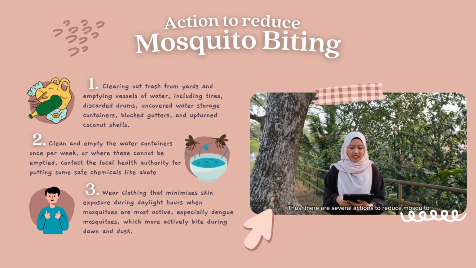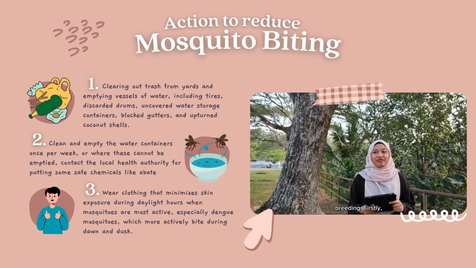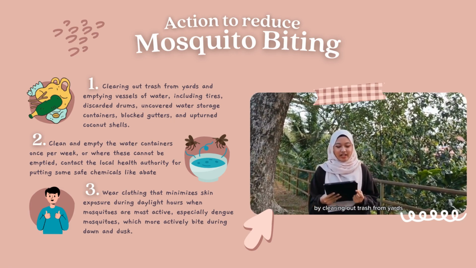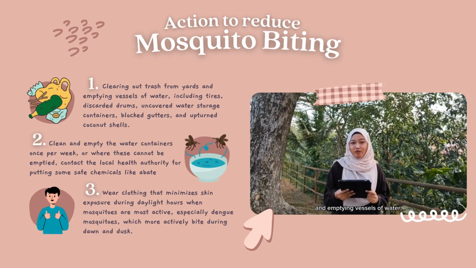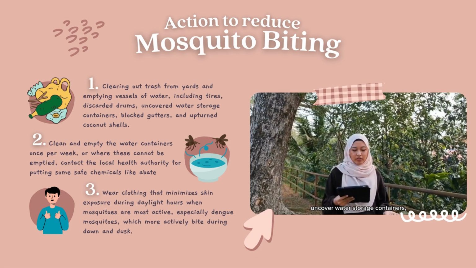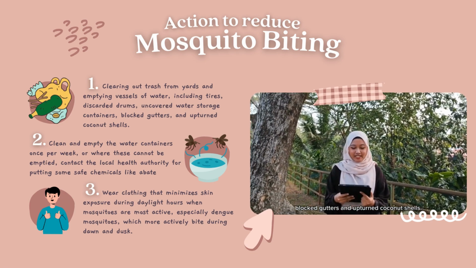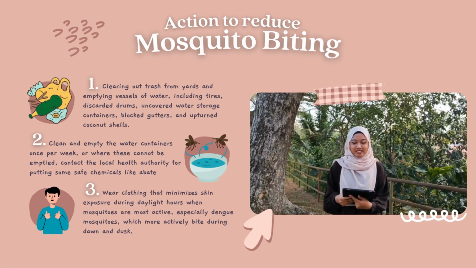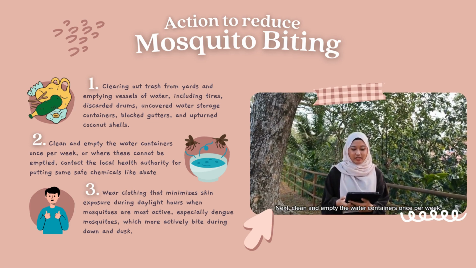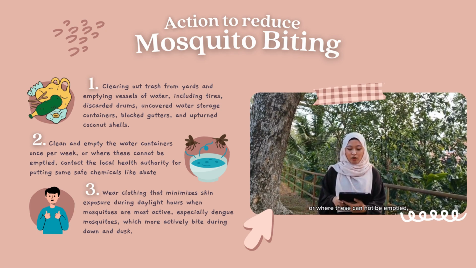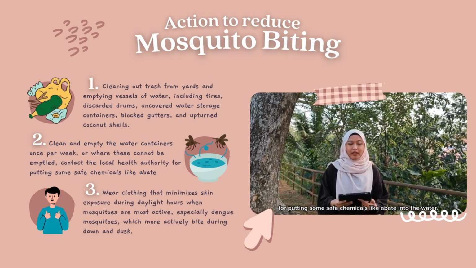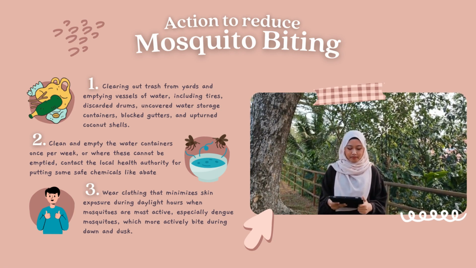Thus, there are several actions to reduce mosquito breeding. Firstly, reduce the mosquito breeding sites by clearing out trash from yards and emptying vessels of water, including tires, discarded drums, uncovered water storage containers, blocked gutters, and upturned coconut shells. Next, clean and empty the water containers once per week, or where this cannot be emptied, contact the local health authority for putting some safe chemicals like abate into the water.